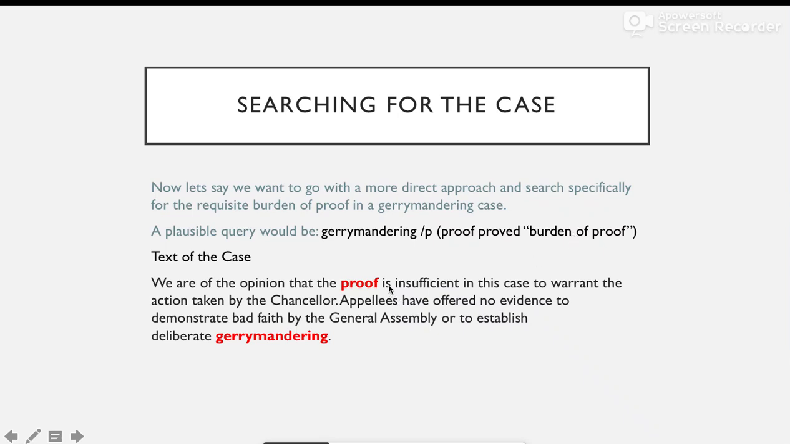So basically what this is saying is that there is a burden of proof, and that burden of proof is on the person bringing the suit in the gerrymandering case. They have to demonstrate bad faith by the General Assembly. They have to exhibit that they were drawing the lines in a bad faith way to establish gerrymandering. That's not really topical to talking about the search, other than to say that we did accomplish what we were looking for by using this query.